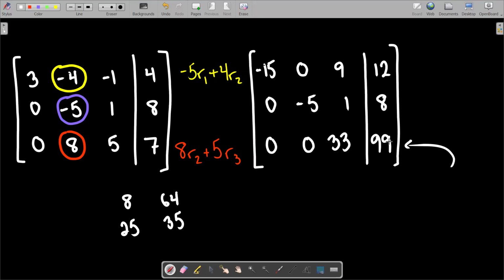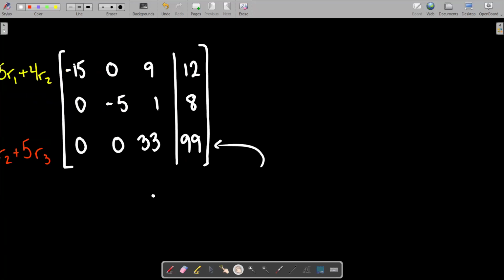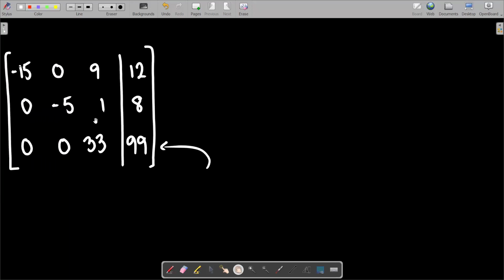So again, you don't have to, but I think you're crazy if you don't. I personally right now would take this opportunity to clean up my matrix. I have numbers that are larger than they need to be. And so I'm going to take a quick moment and do a little house cleaning. What can every number in the top row be divided by? 3.